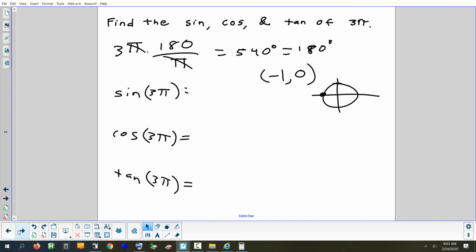So let's start with our sine. Johanna, what's my sine here? So sine is the y value, which is 0. Tyler, what's my cosine? Yep, it's my x. And my tangent is y divided by x. So the shortcut is just look at the two numbers you just did and divide them. 0 divided by -1. What is 0 divided by -1?